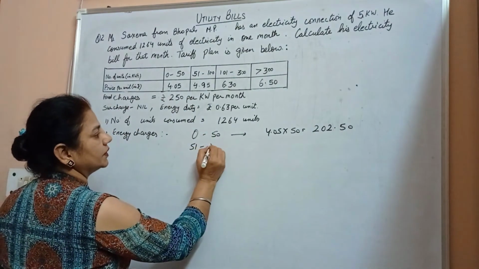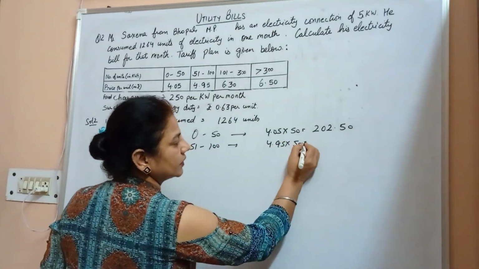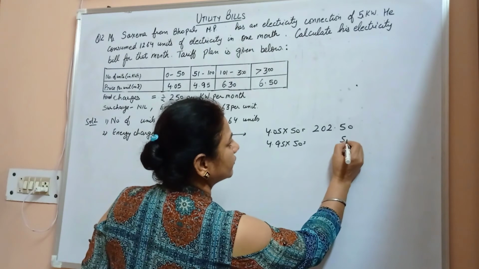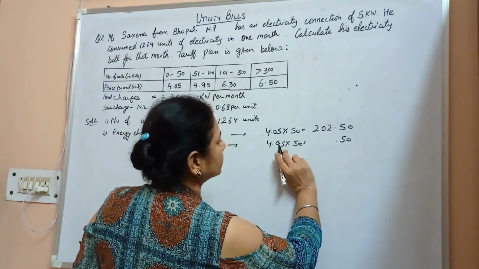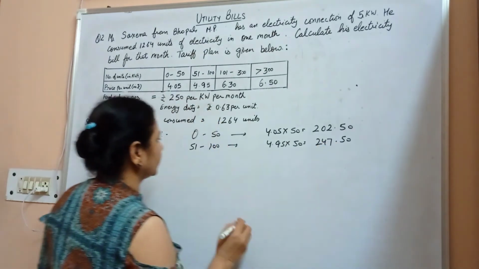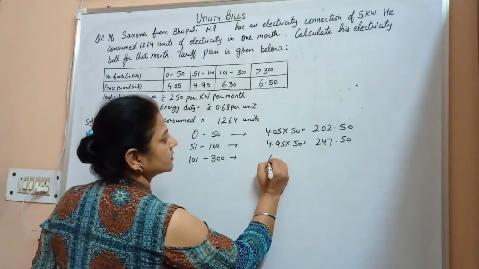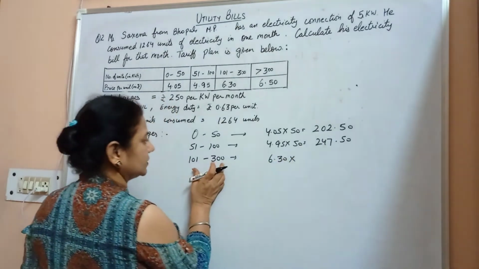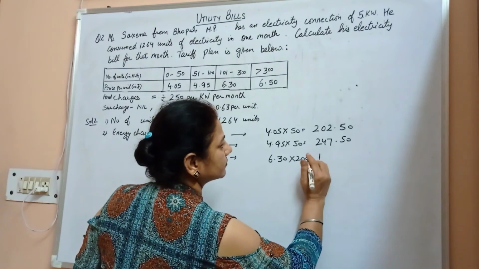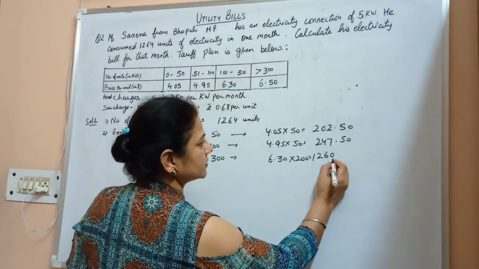Then 51 to 100 units is 4 rupees 95 paisa. Again, it's 50 units. This comes out to be 247 rupees 50 paisa. Then 101 to 300 units is 6 rupees 30 paisa. This is 200 units into 6.30, which is equal to 1260 rupees.